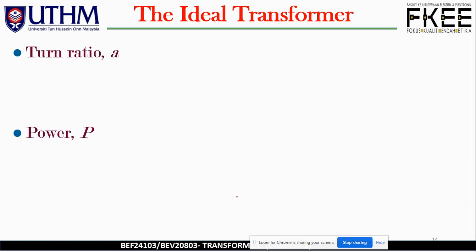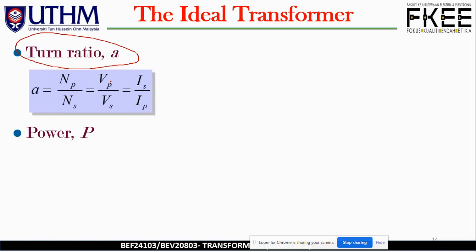Again, still in the ideal transformer, what about the turn ratio a? What can we define by this parameter? We have a equal to NP over NS, or VP over VS, or IS over IP. P stands for primary, S stands for secondary. So you can calculate a by using the number of turns, or you can also use the value of voltage as well as the current, or ampere.